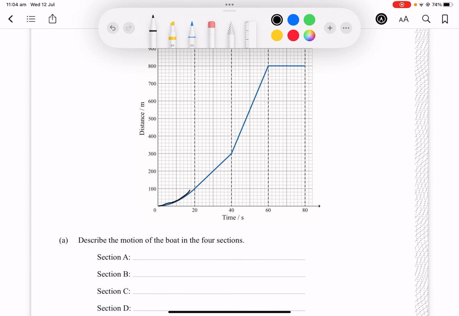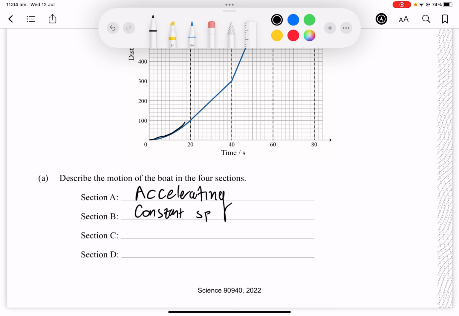So for section A, we are accelerating. Section B, we're doing a constant speed. Section C, we're also going at a constant speed. And for section D, we are stationary. We've stopped.